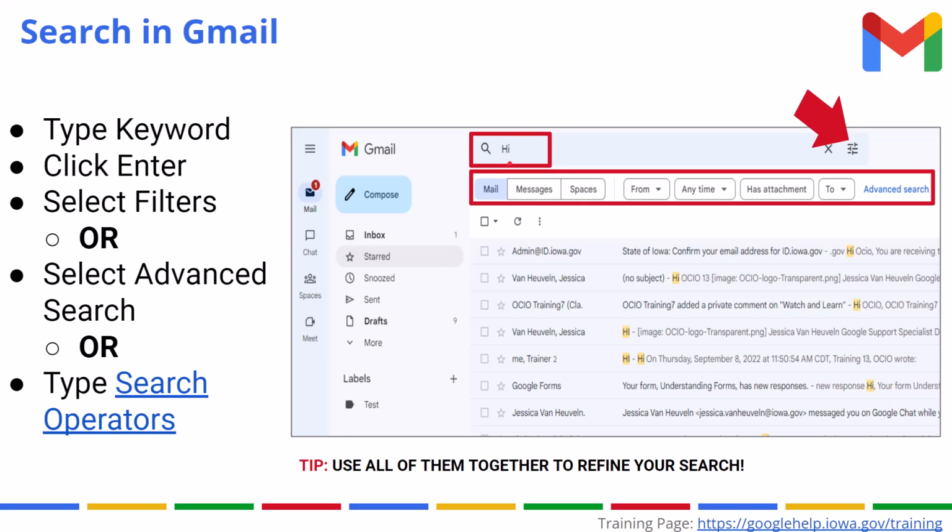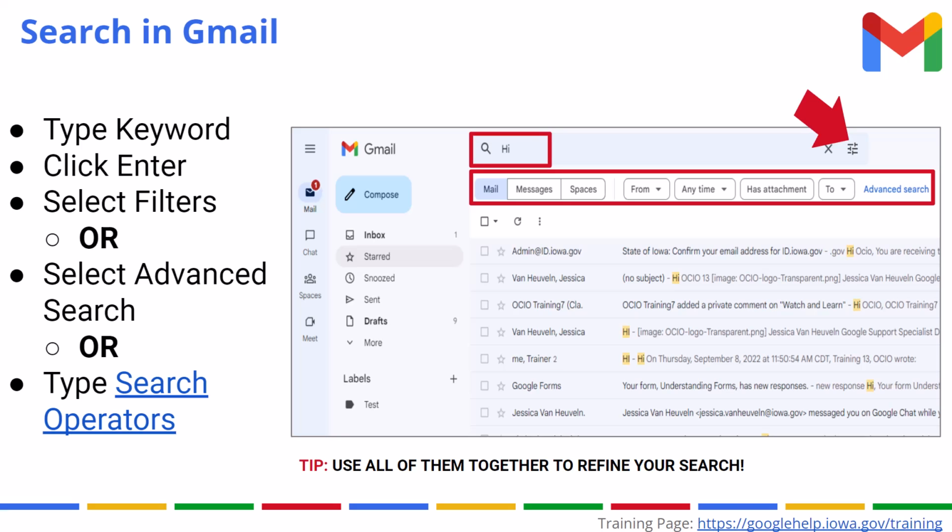Many of us will type in a keyword just like it shows here by the magnifying glass. In this example, the keyword is hi. I bet you would have several emails showing with the keyword hi. Then you'll notice once you type in a keyword, you will see these search chips. They're also known as filters. This is where you can manipulate your search and refine it, and you can narrow your search down by selecting those filters to get you exactly what you're looking for.